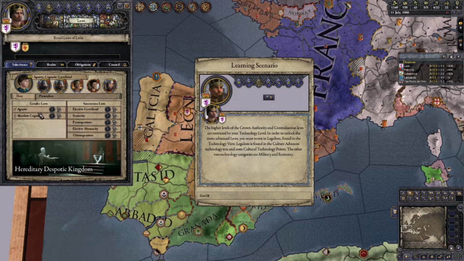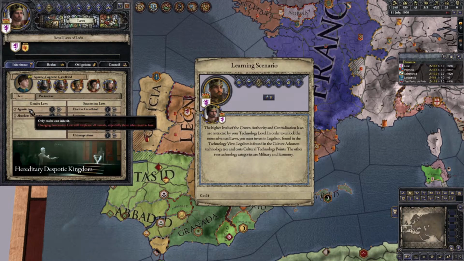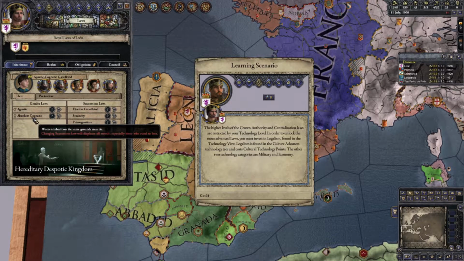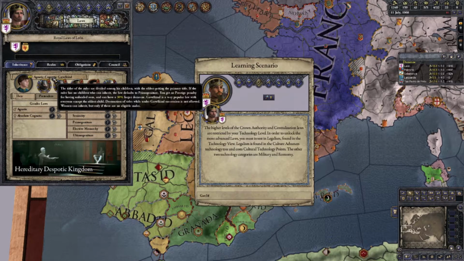We currently have... what do we have? Oh, we are Agnatic Cognatic. So women can, no, not absolute. Agnatic Cognatic, meaning we have the preference for men. If there are no available men, women can finally inherit. But our lands split up evenly-ish between our main male heirs.